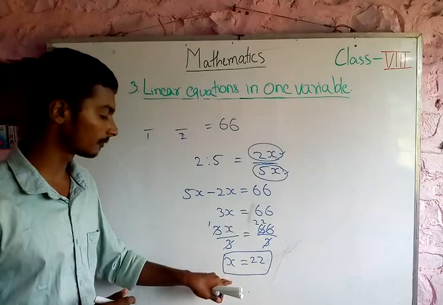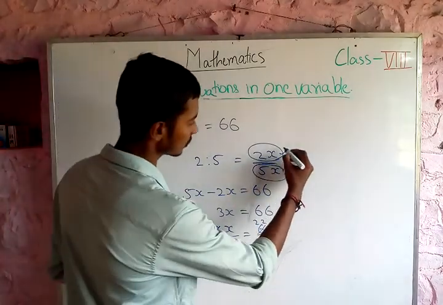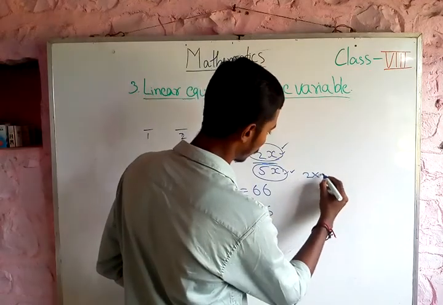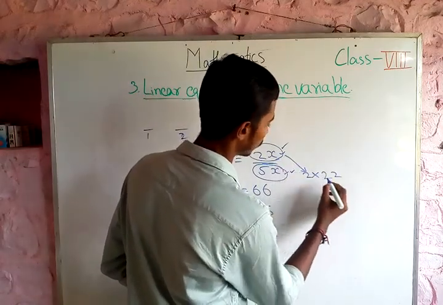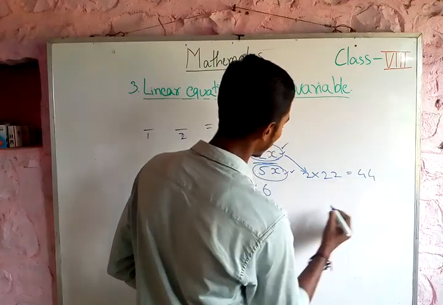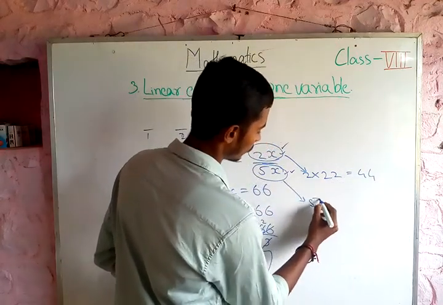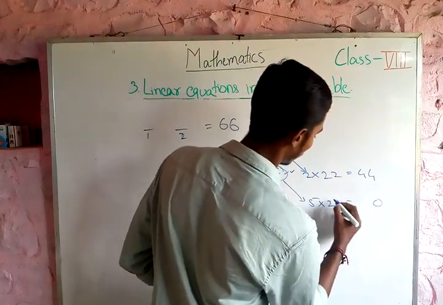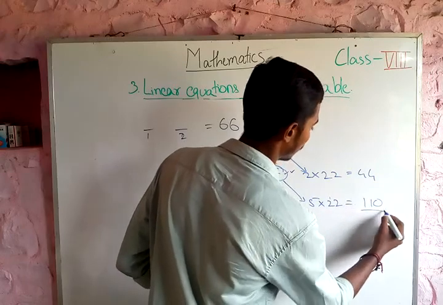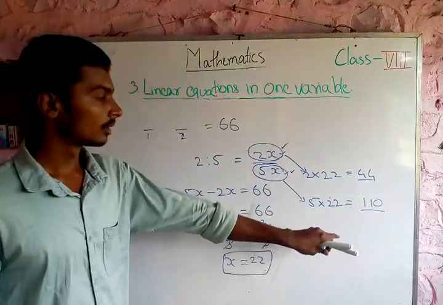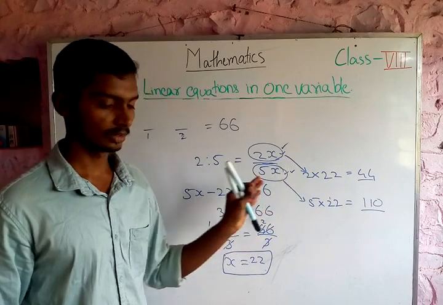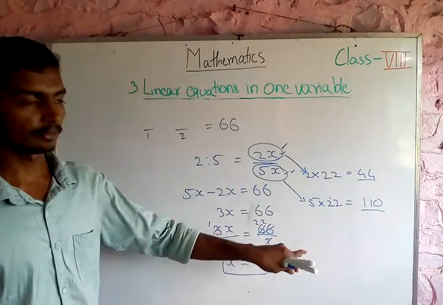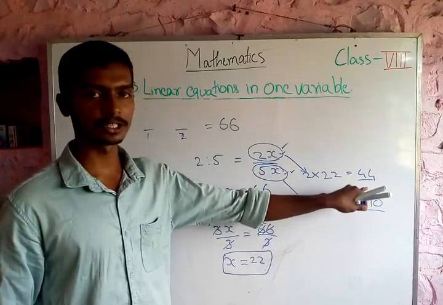You are asked to find the two numbers. What are the two numbers? 2x and 5x. So one number is 2 into 22, which is 44, and the other is 5 into 22, which is 110. Now see here, these are the numbers they wanted you to find out. Now check the validity of these numbers. Check if these numbers are correct.